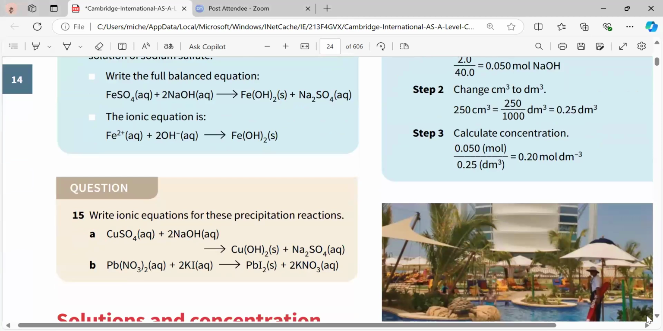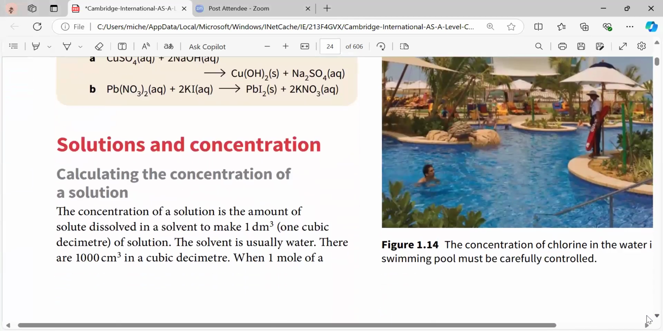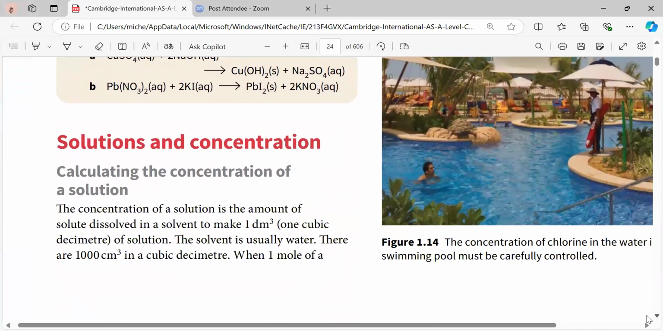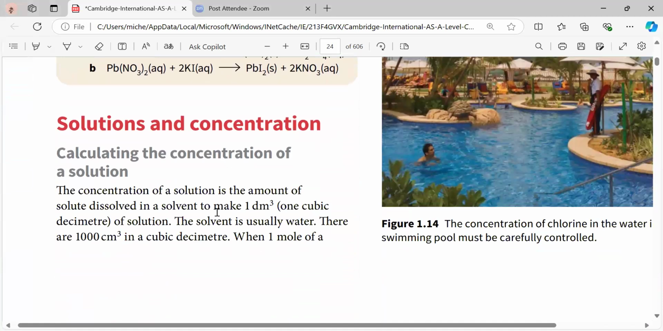And here we have another worked example. We're going to go through that next week, and it will also serve as a review. So we're going to discuss this in a little bit since we still have a few minutes before the class ends. So, calculating the concentration of a solution.